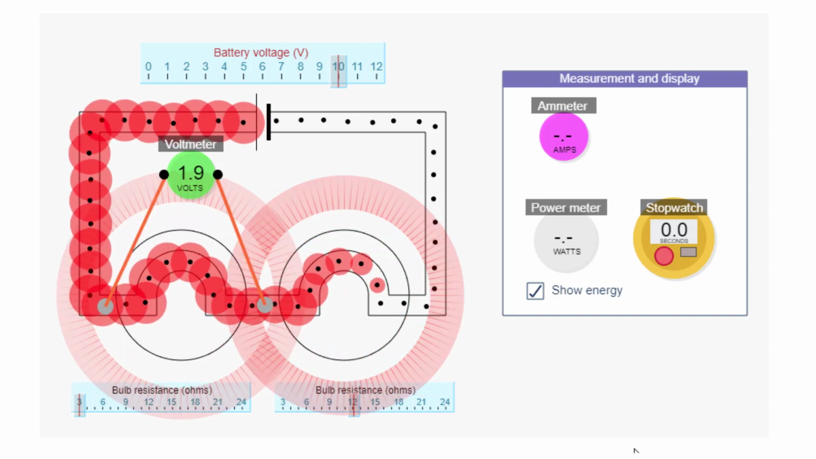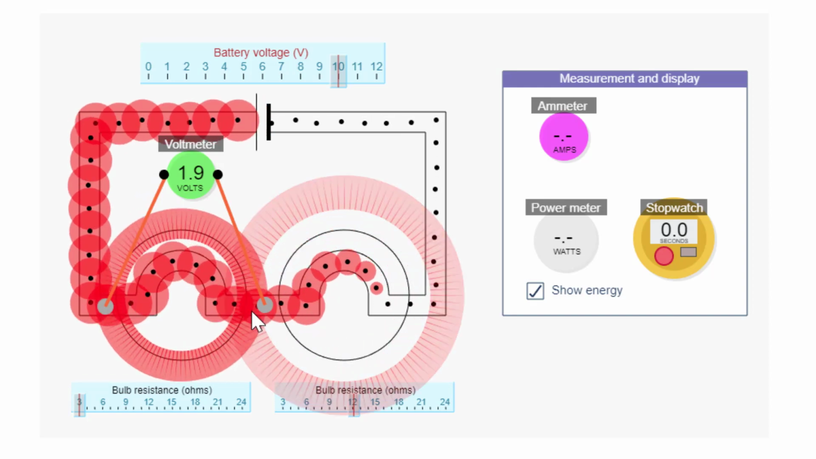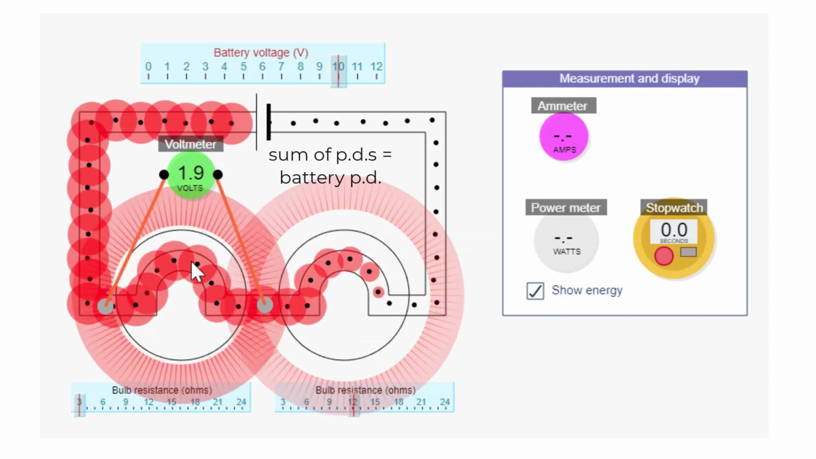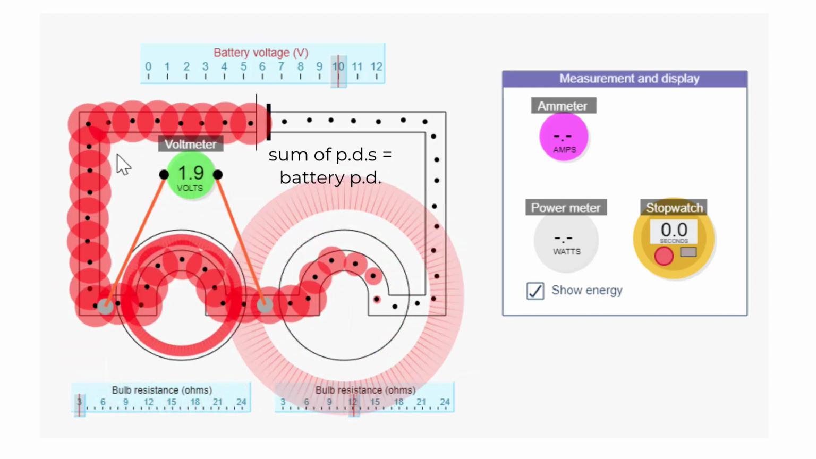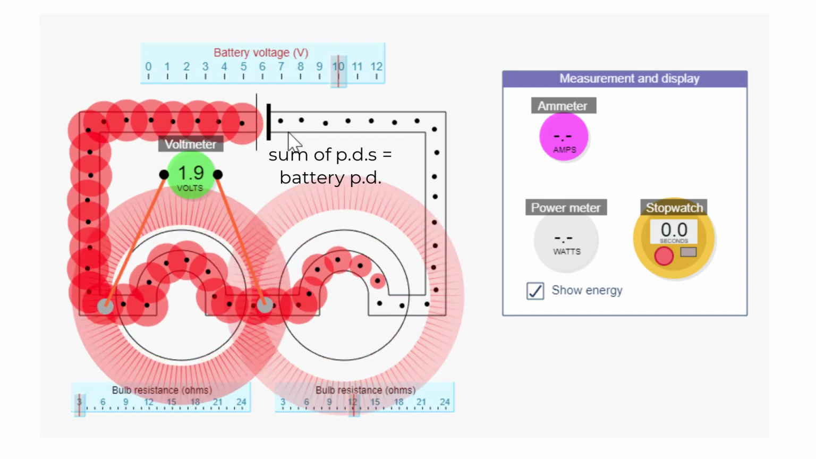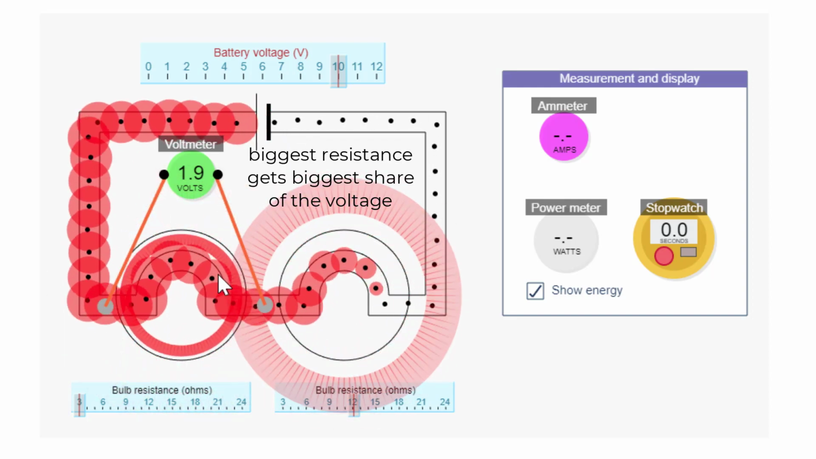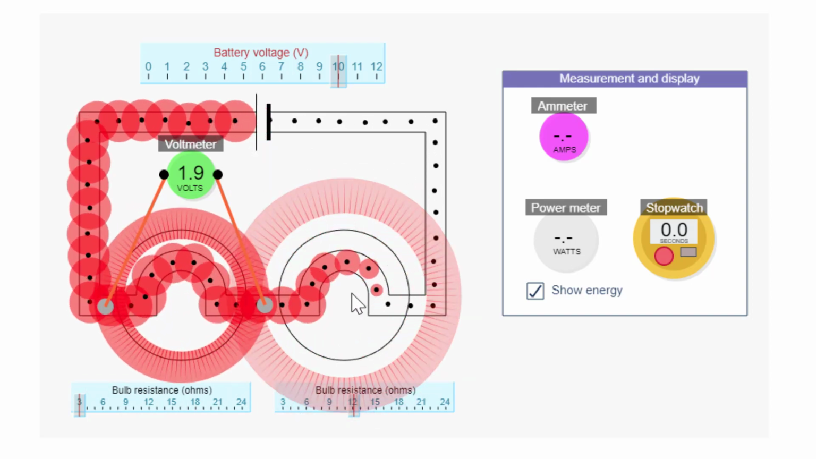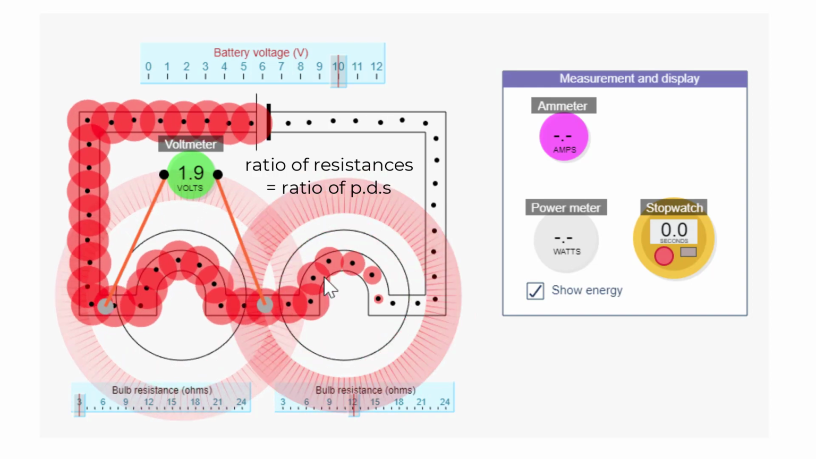So you see I can combine these two ideas. The first idea is that the PD across this bulb plus the PD across this bulb is equal to the PD across the battery. And then the second idea is that the biggest resistance gets the biggest share of the voltage, and the ratio of the resistances is the same as the ratio of the PDs.